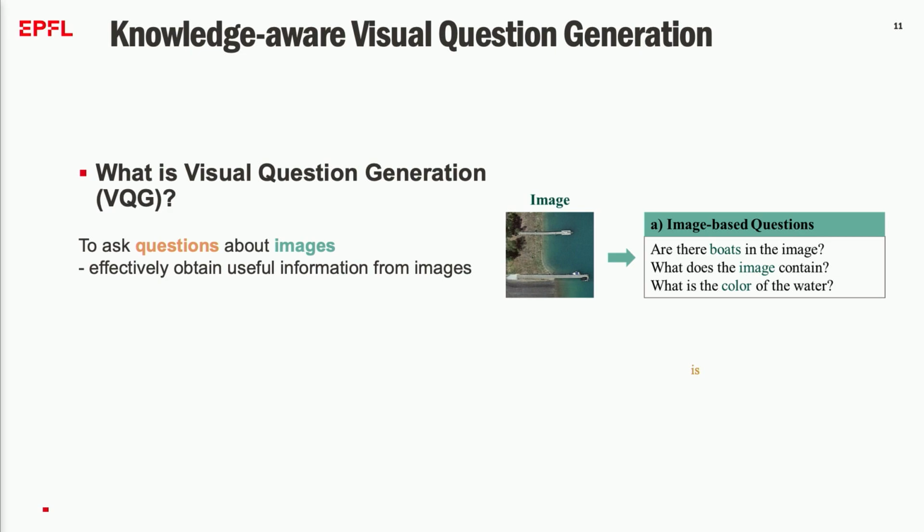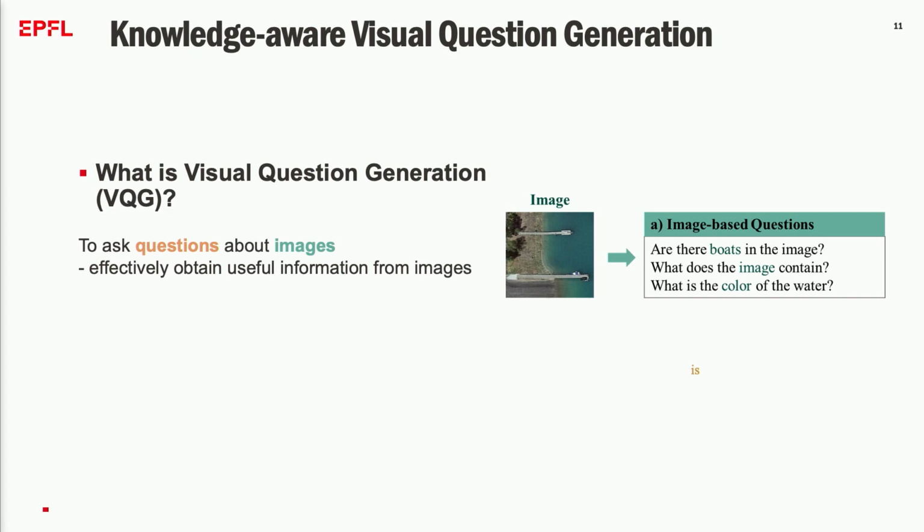As one possible solution, VQG is a way to obtain useful information from the images. The aim of the task is to ask a question about the image content. However, as you can see in the example, the questions in the current data sets are usually too generic. So they are valid, but they can be asked of many images. For example, a typical question about the boat is, are there boats in the image?